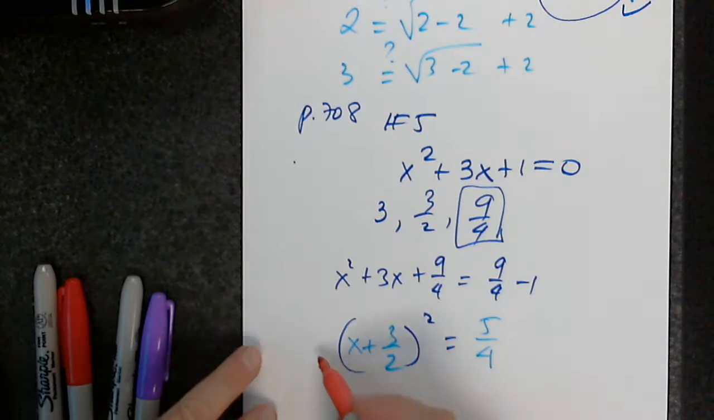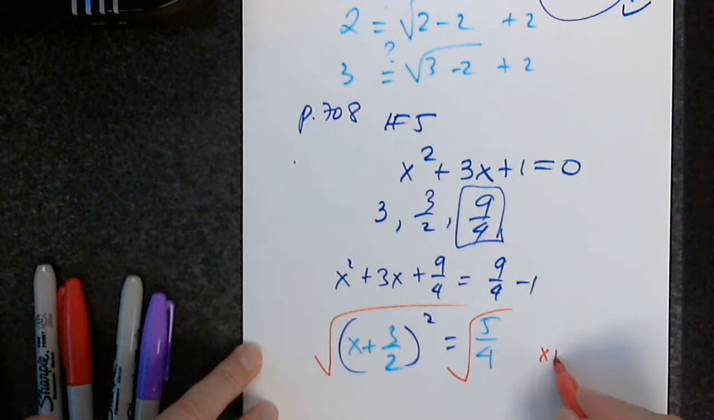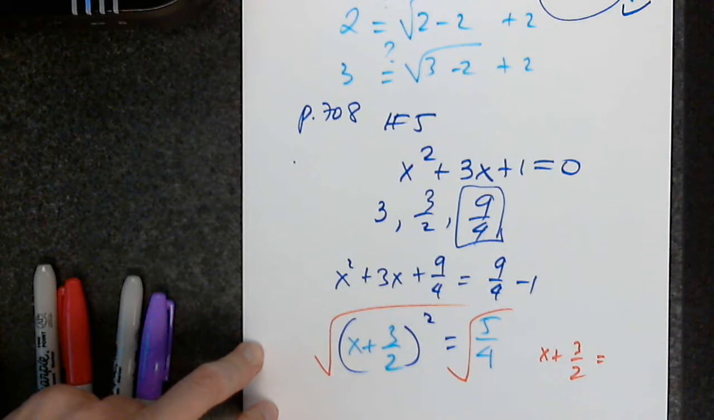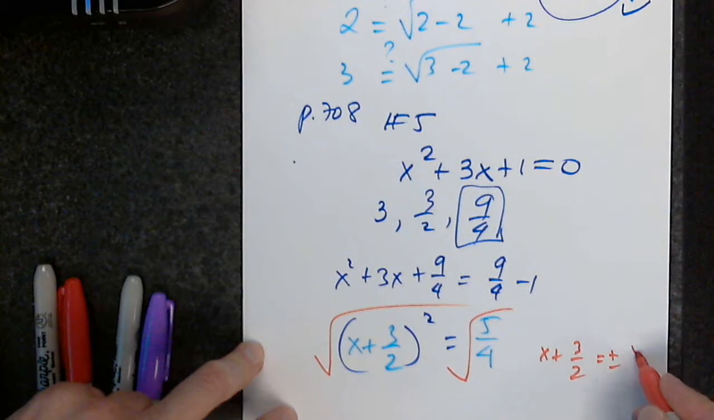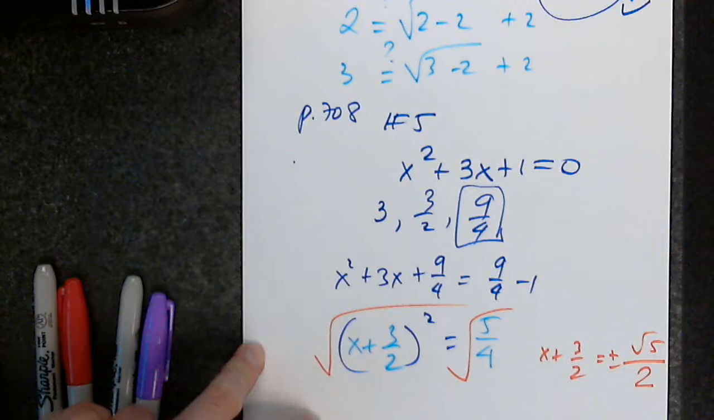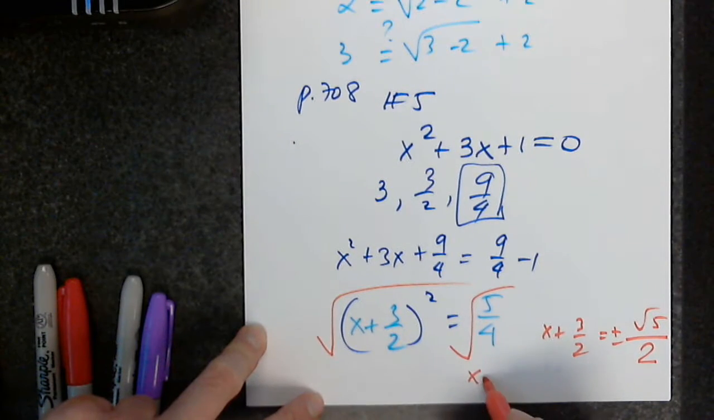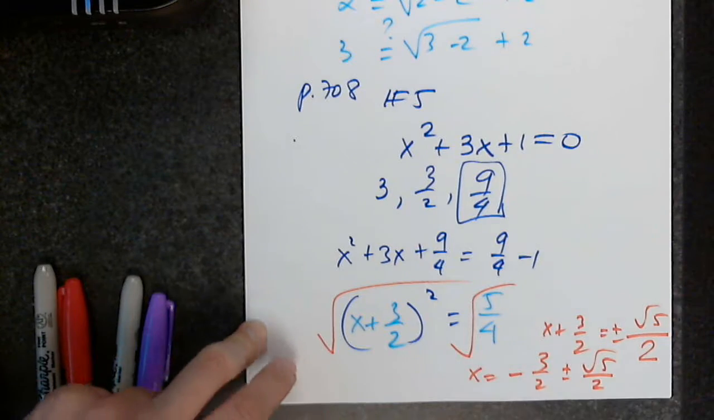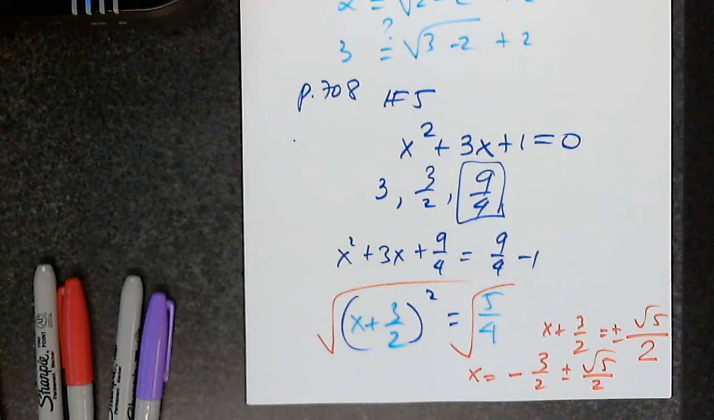Perfect. Square root, indeed. So then x plus 3/2. What do I write on the right-hand side? Thank you. Plus or minus the square root of 5 over 2. And all I have to do is move 3/2. Negative 3/2 plus or minus the square root of 5 divided by 2. Very good.